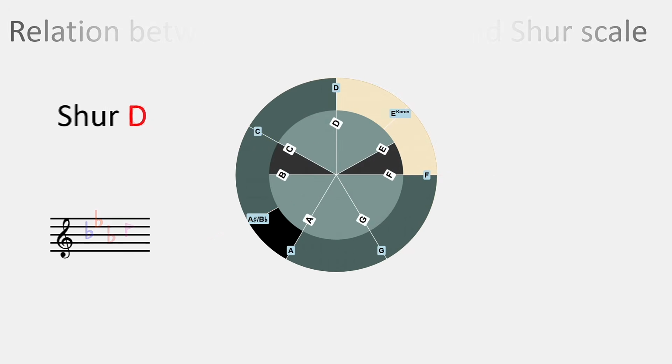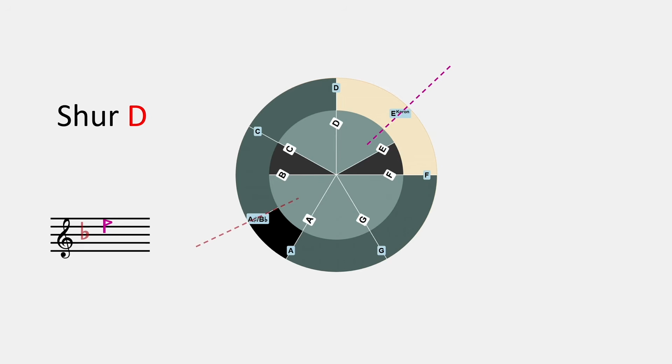If we rotate the diatonic circle and position the D note at the 12 o'clock position, we obtain Shur D. Just as we did with Shur C, we can now analyze Shur D by overlaying it with the Diatonic Scale. This allows us to clearly see the relationship between the two and identify the key signature of Shur D. By shifting the reference point, we can systematically determine the key signatures of different Shur scales using the same method.